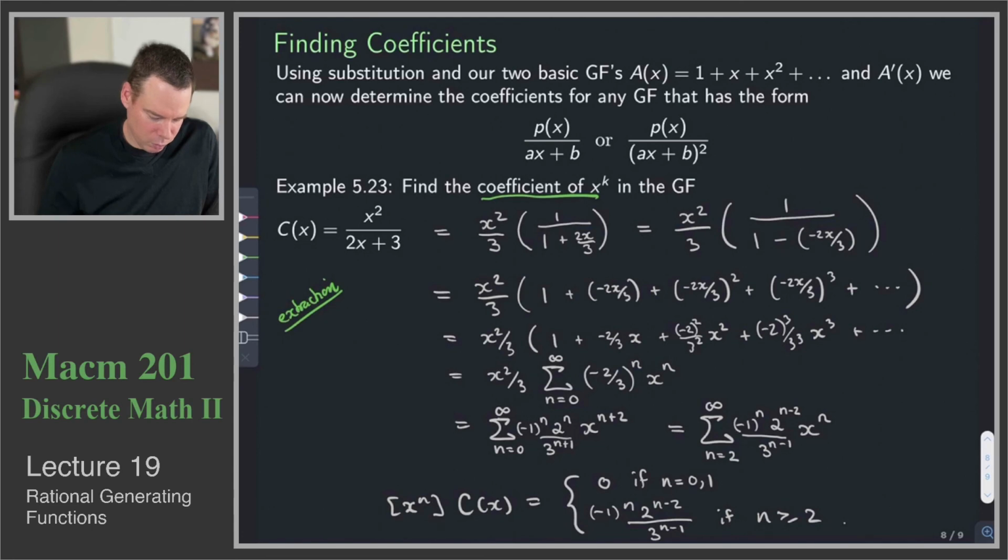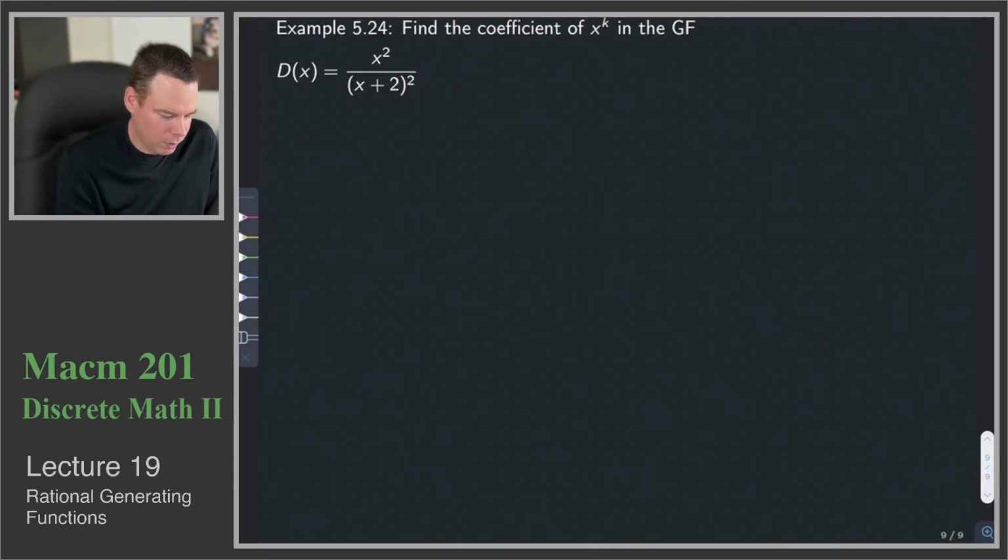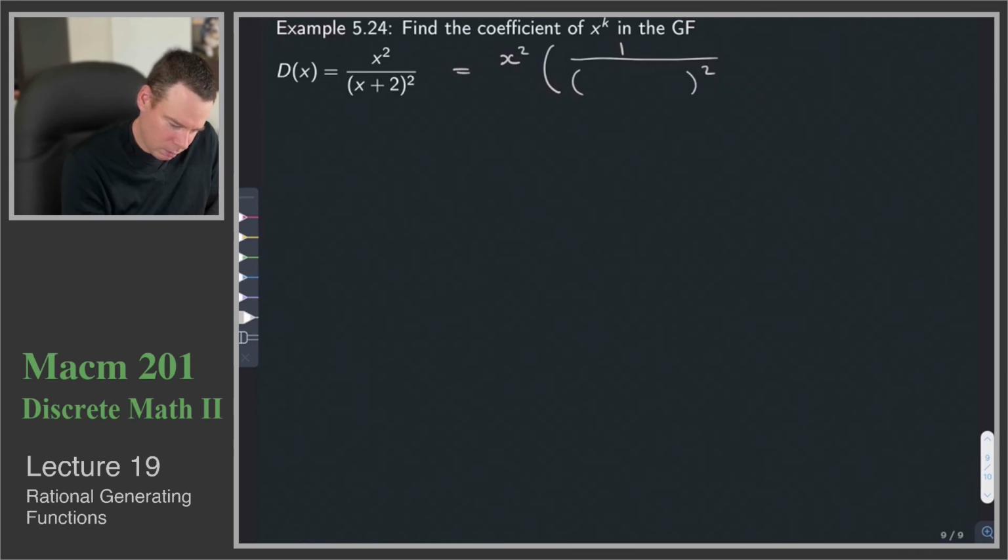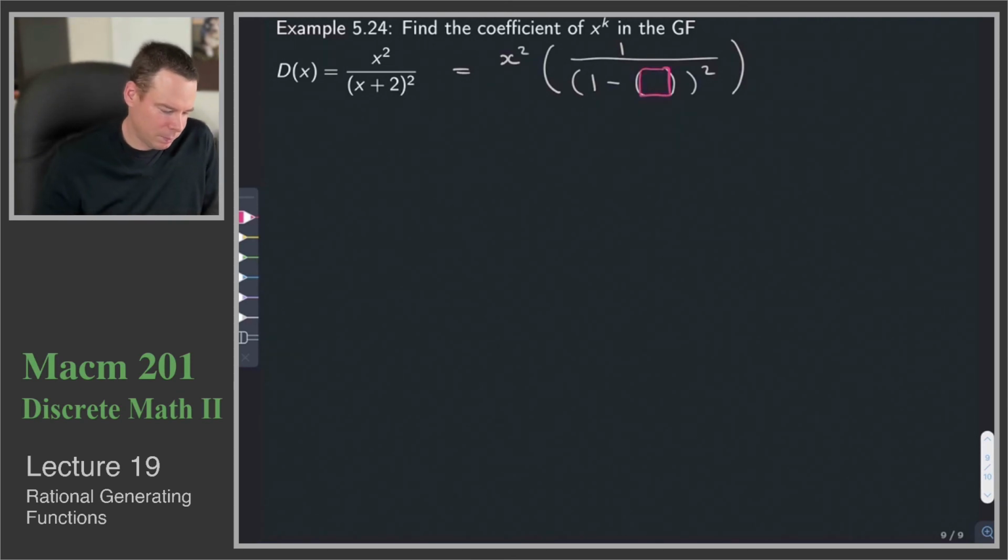Let's have a look at one more example. Find the coefficient of x to the k in this generating function. Can I spot a 1 over 1 minus x squared in here, or 1 over 1 minus something all squared in here? Well, let's see if we can do that. I'm going to factor out an x squared. That leaves me with a 1 up top. And I'd really like this to be of the form of 1 minus something. And then we've got the square out there. So the question is, what's going to go here? What do I put in that box?